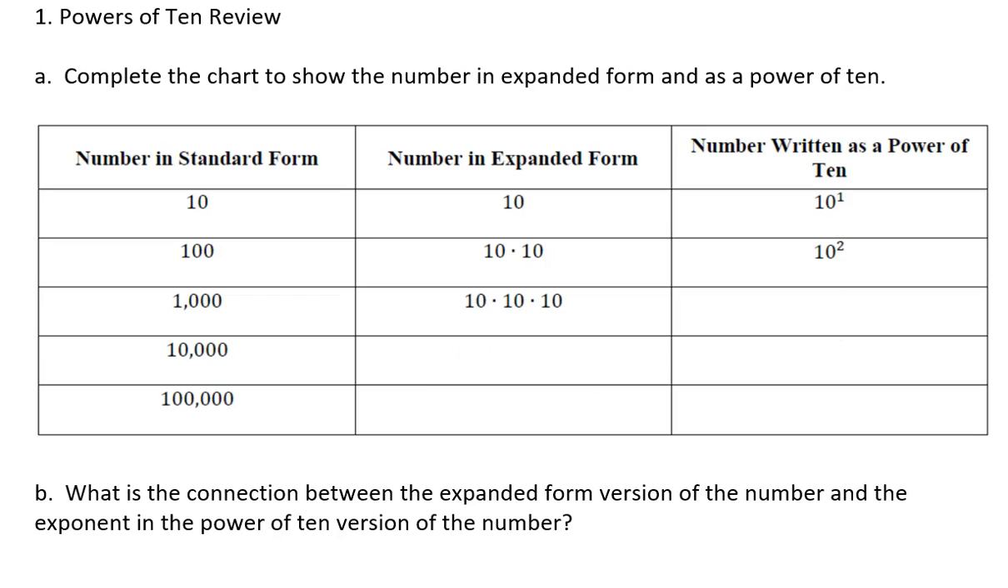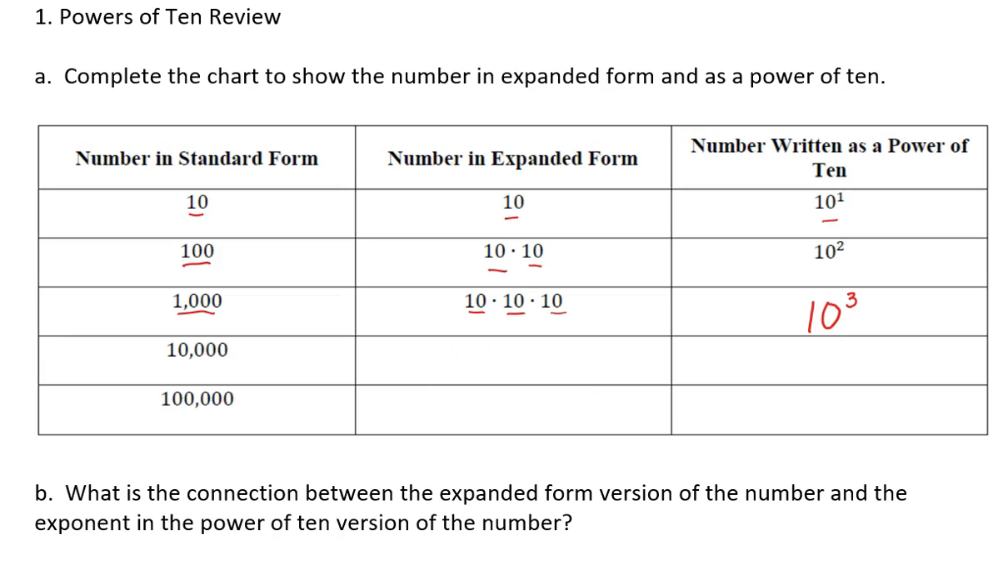You can see that I have three forms of a number. I have the standard form, the expanded form, and the form of the number expressed as an exponent or as a power of 10. If I look at the number 100, 100 is the same thing as 10 times 10, and it's also the same thing as 10 to the second power. The number 1000 is 10 times 10 times 10, and we can show that as 10 to the third power. The exponent is telling me how many tens I multiply to get the original number.